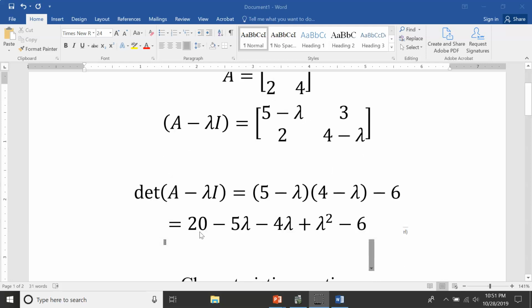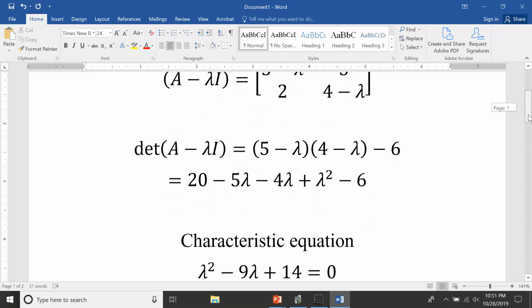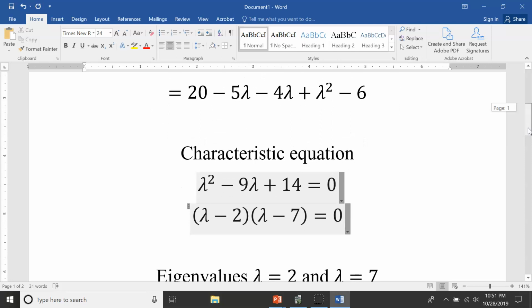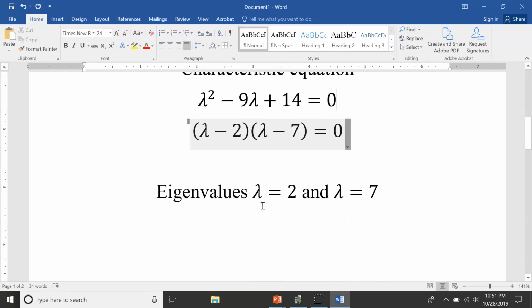That's going to be 20 minus 5 lambda minus 4 lambda plus lambda squared minus 6, if I've done this right. And then that means my characteristic equation, when it's simplified, is lambda squared minus 9 lambda plus 14. Set that equal to 0 to get the characteristic equation. You can solve the characteristic equation by factoring: lambda minus 2 times lambda minus 7. That means that the eigenvalues are 2 and 7.